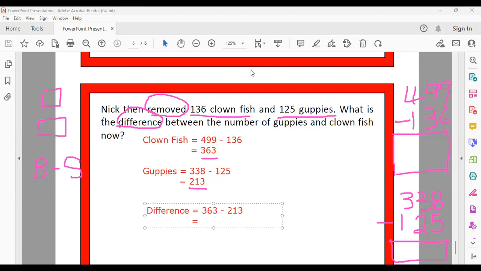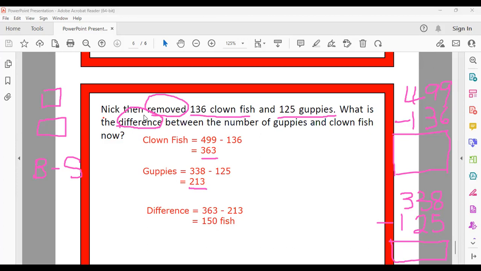Thank you. Well done, Famida. Well done, Durgesh. Hajita, good. Sudarshan, good. So your difference is 150. And how about the unit? It's just fish. It's not clown, it's not guppies. It's just the number of fishes. That's it. Do you understand this question now?